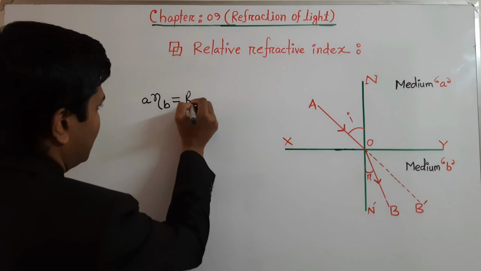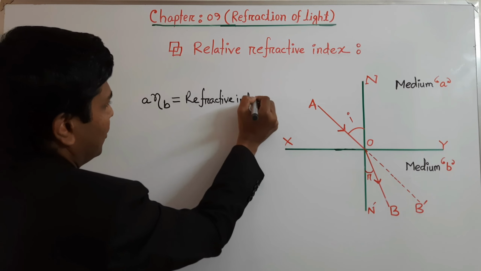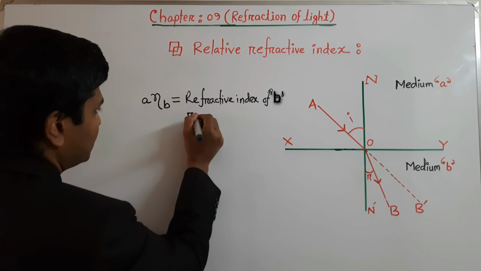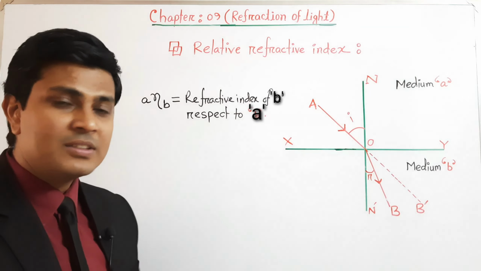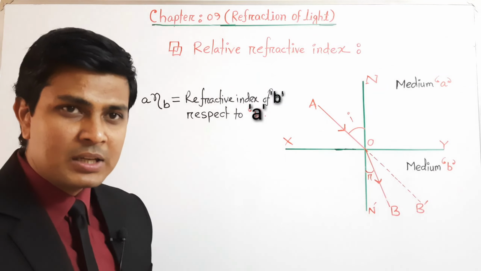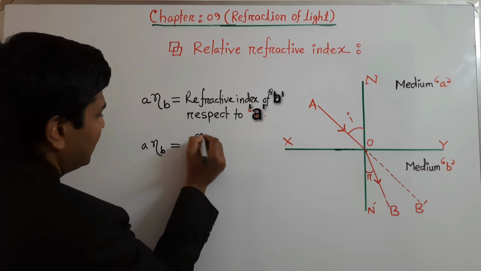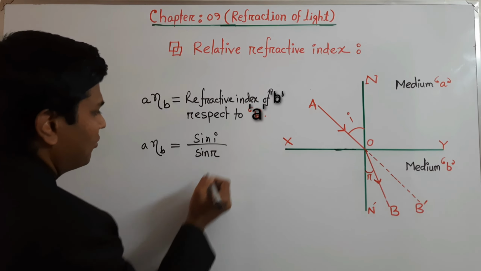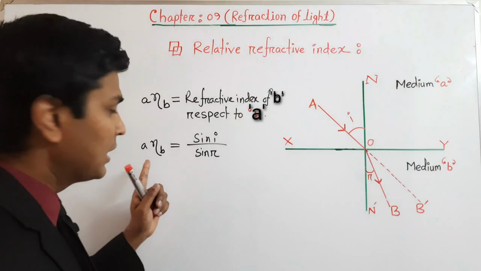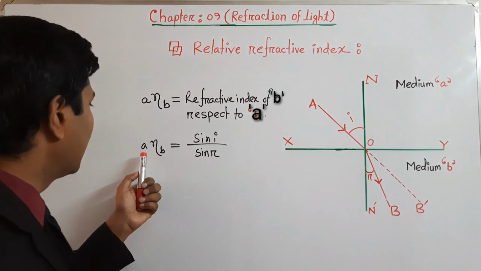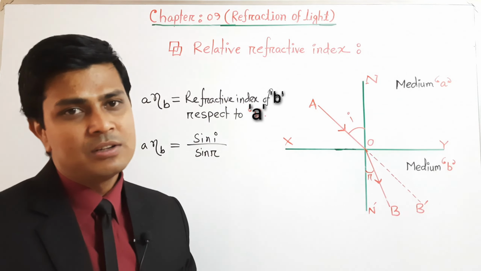So it's the refractive index of medium B with respect to medium A. This is the way to write the relative refractive index. Now, as you know, the formula of refractive index is sin i by sin r. This is the formula of refractive index. Here light travels from medium A to medium B, so the relative refractive index will be A eta B, that is refractive index of medium B with respect to medium A, and its formula will be sin i by sin r. i is the angle of incidence, r is the angle of refraction.